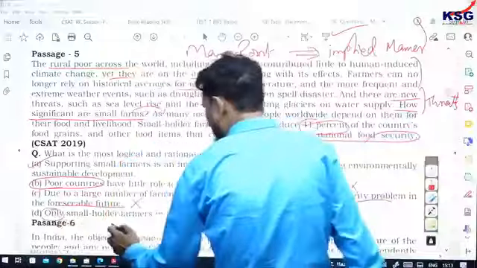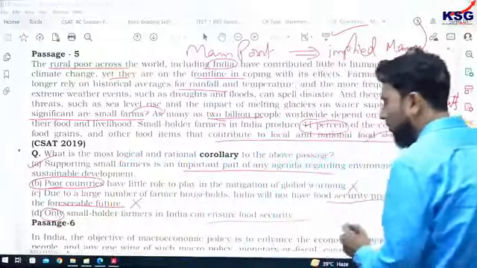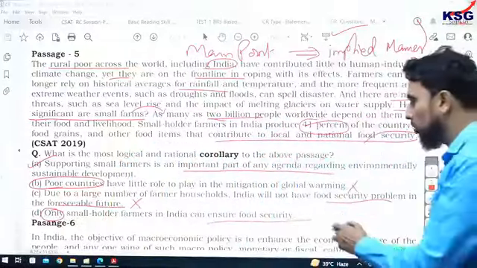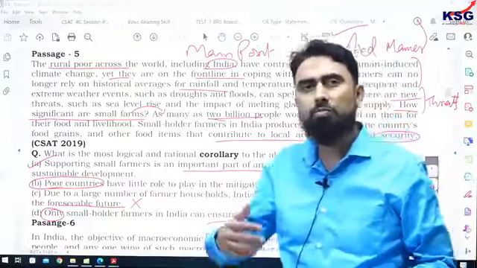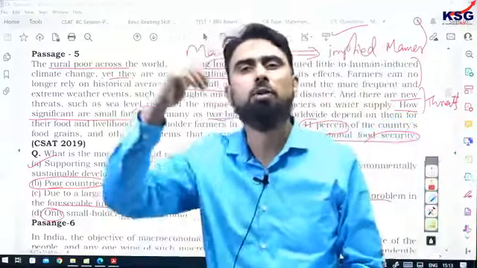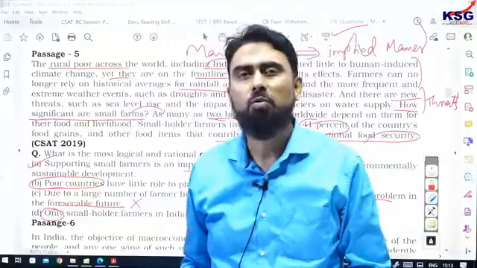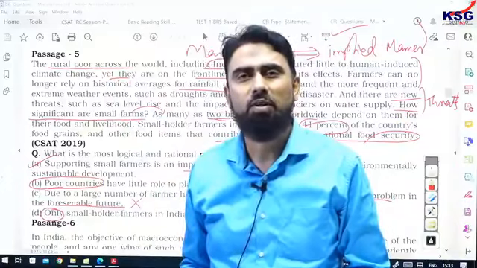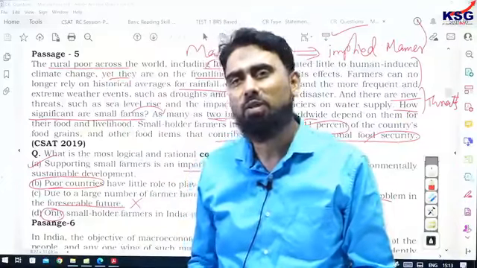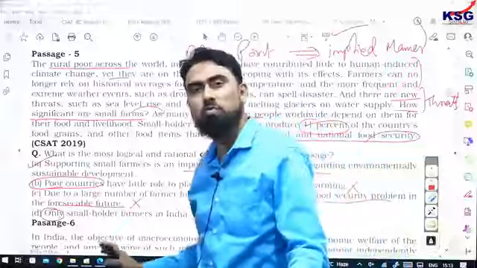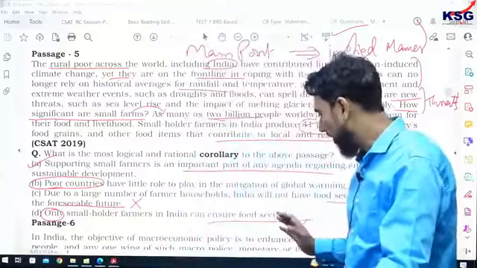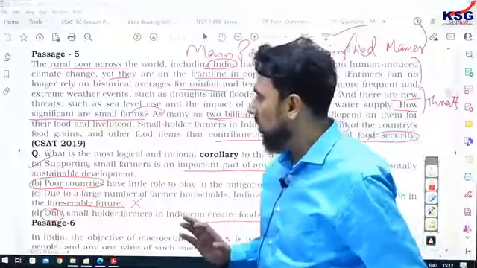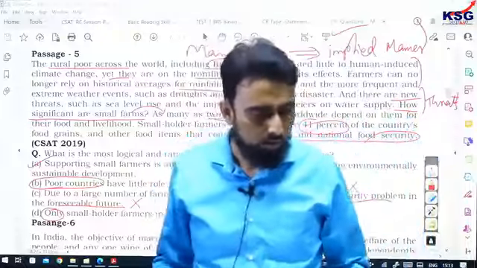Look at the word only: smallholder farmers in India can ensure food security. It is totally incorrect because they produce 41%. It means the remaining 59% may be coming from other farmers who are not smallholding farmers. So how can we say that only smallholder farmers, who are producing less in comparison to others in India, can ensure food security? So option A is the correct answer.